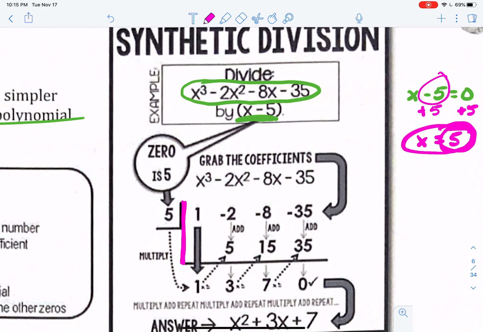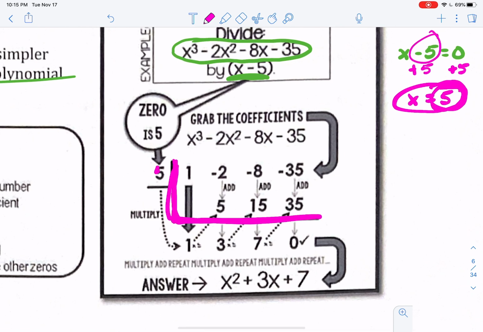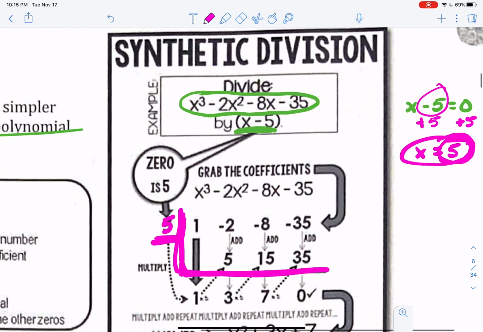Follow my pink lines here. A box that looks like this. It's kind of like the reverse box, the opposite direction from long division. And we're going to camp the 5 out over here on this side of that box. We're using positive 5, not negative 5, so keep that in mind, all right?